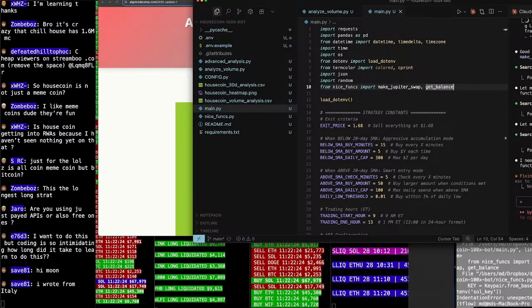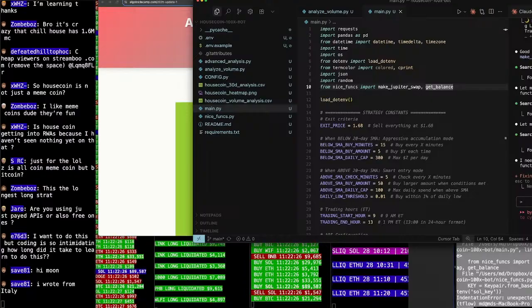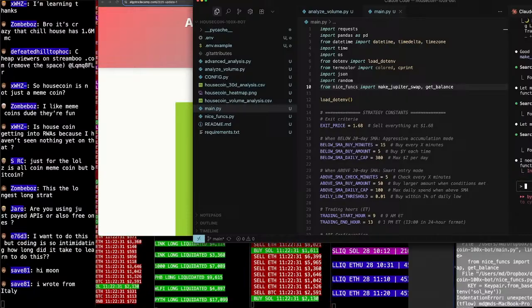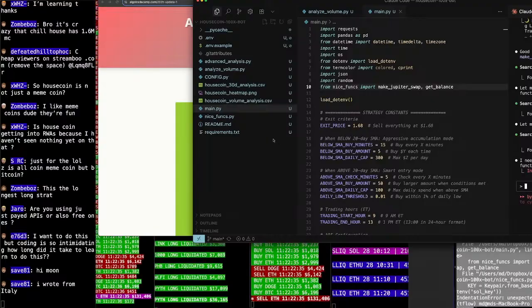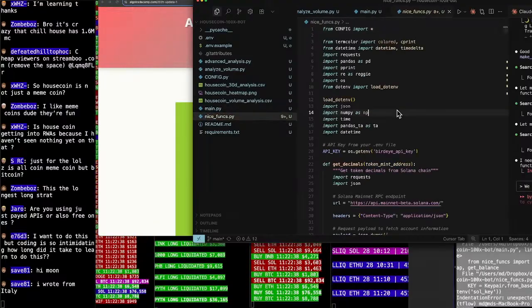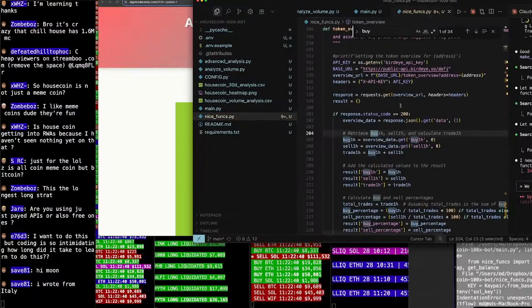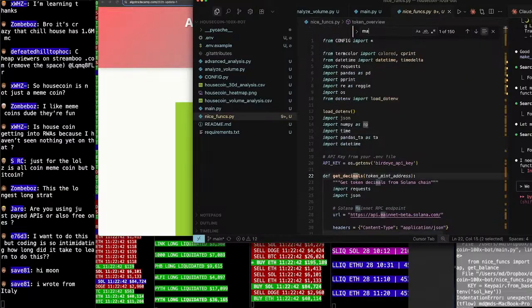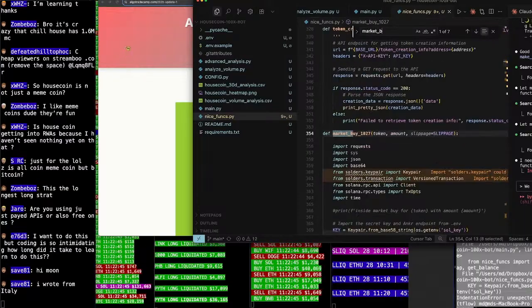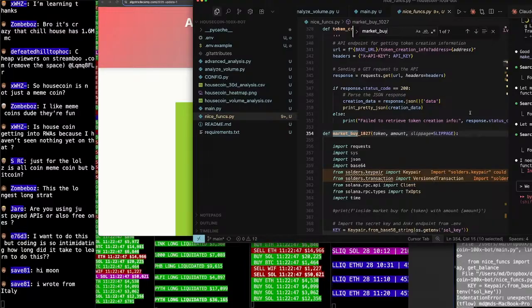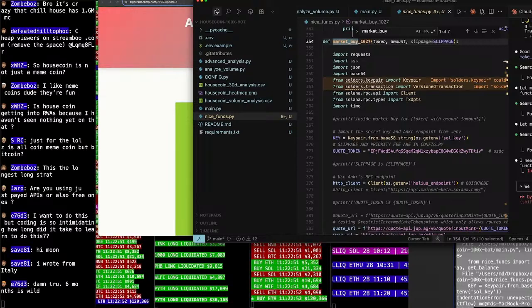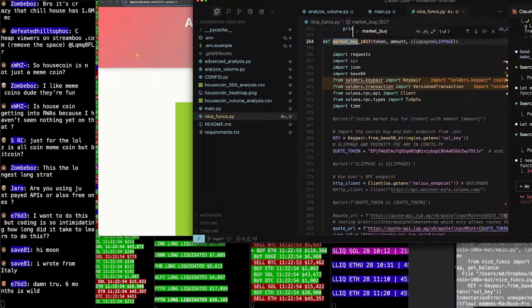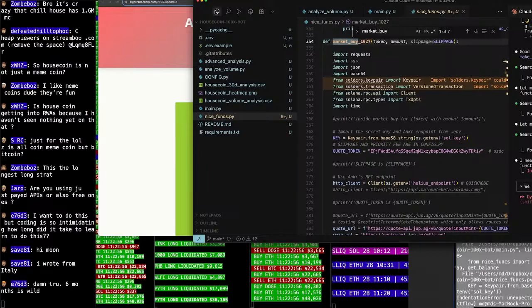I need to create a make Jupyter swap function. Let me add it. We already have a market buy function. Use the one that we're using in this bot here.